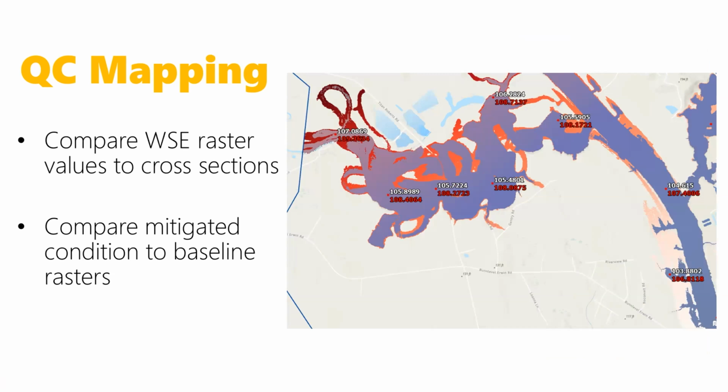One other way to do a QC of our mitigation to make sure we're staying organized. This is just an example of a mitigation scenario, and we're zoomed into an area where we would expect to see changes. And we can see our baseline rasters, the red underneath the blue mitigation scenario. And our red values are the baseline, and those are all higher than our mitigation, which is what we would expect for our basin to have a higher water surface elevation.